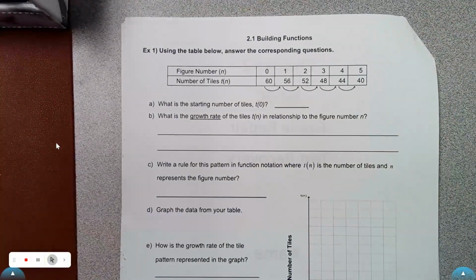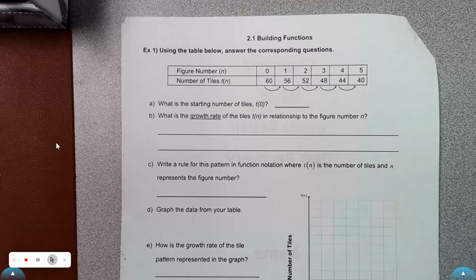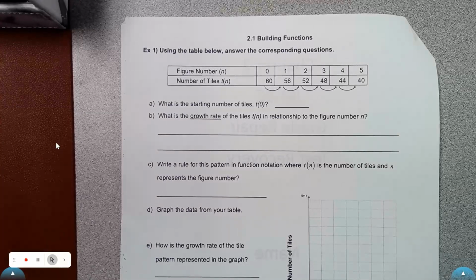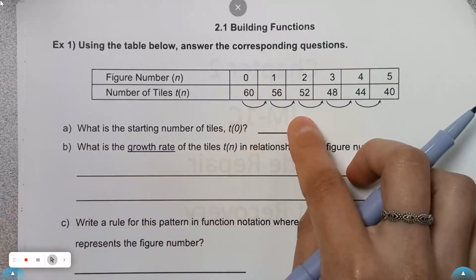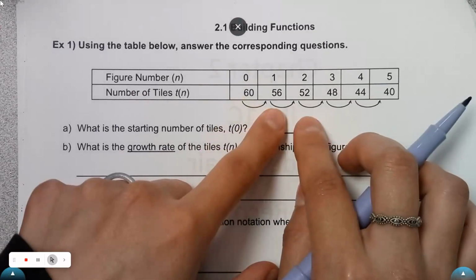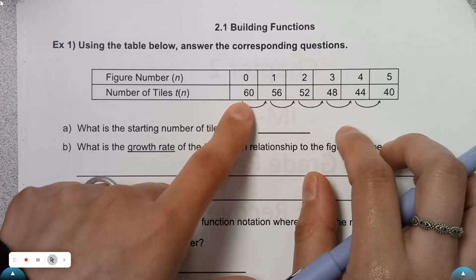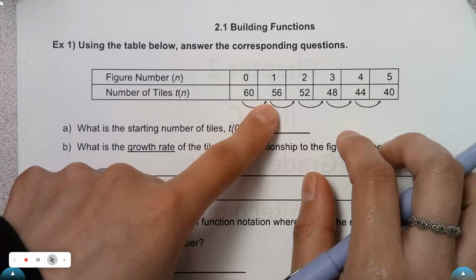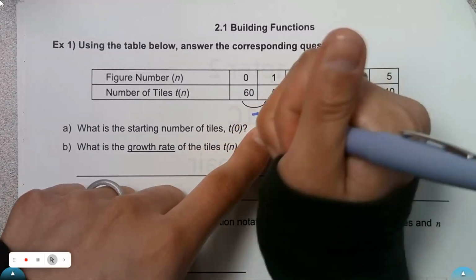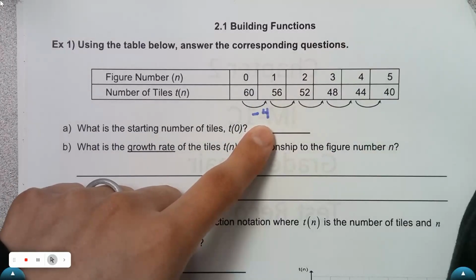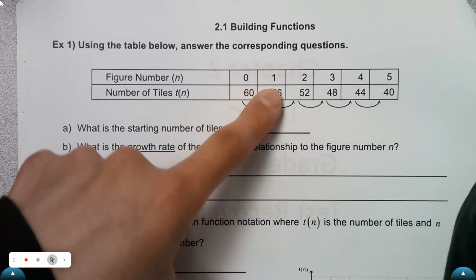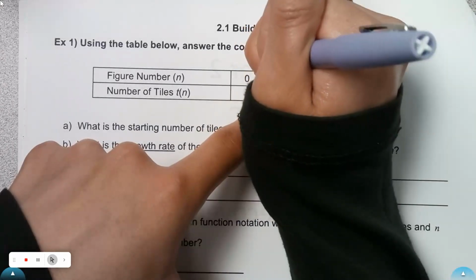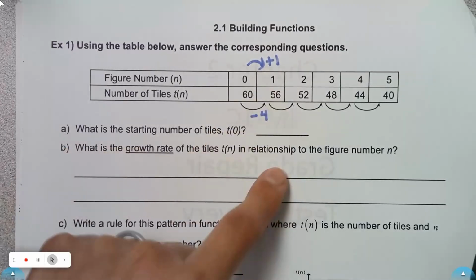So the first lesson that we're going to talk about today is building functions. And so right off the bat, we're talking about tiles. So we're talking about figure number and the number of tiles. So I have a table that's already filled out, but you see these arrows at the bottom. I want to figure out what each column is changing by to get to the next term. So if I start at 60 and I go to 56, it's decreasing. So I'm subtracting, and I'm actually subtracting by 4. So it's minus 4 tiles every single time. Then on the top, it looks like I'm adding by 1. So each figure number is increasing by 1.